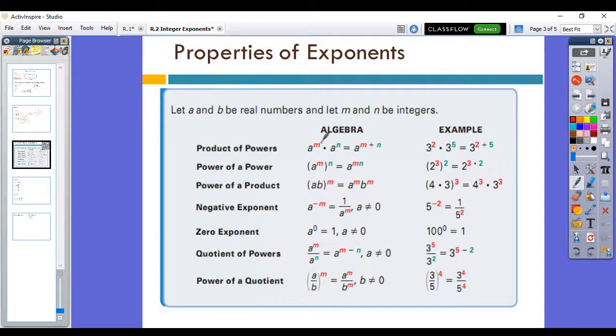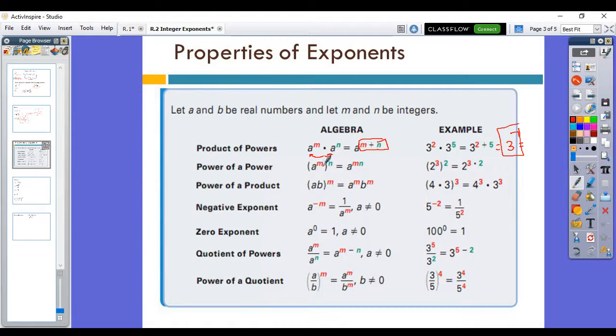Now, the properties of exponents. If you're multiplying two exponents that have the same base, then you can just add those values up, m plus n. For example, 3 to the 2nd power times 3 to the 5th power is the same thing as 3 to the 2 plus 5, which gives us 3 to the 7th. If you want to leave it in exponential form, we can do it like that. If they want you to expand or simplify it, then we multiply 3 with itself 7 times.